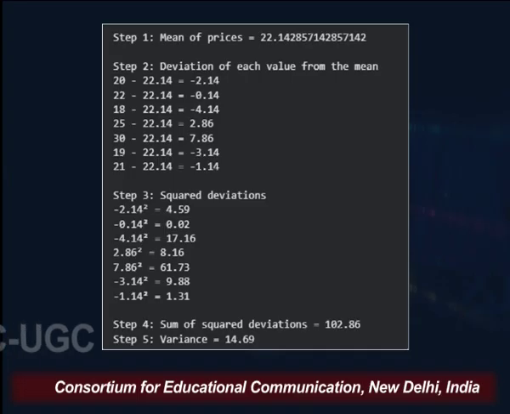Then step 2 was calculating the deviation of each value from the mean. So we had different values: 20, 22, 18, 25, 30, 19, 21. We subtract the mean, which is 22.1, from all of these values, which gives us different values with plus and minus signs. Step 3 would be calculating the squared deviations. We square all of these deviations and add them up. The sum of squared deviations becomes 102. The last step is to divide by the number of observations, which is 7, which gives us 14.69.